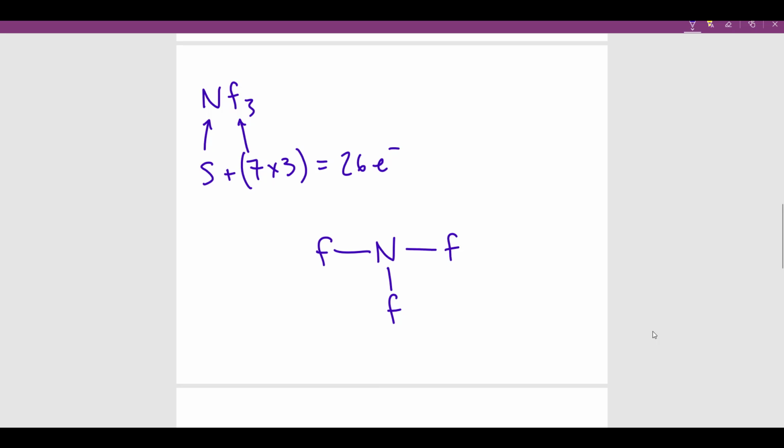So each fluorine has one bond, which is 2 electrons. Now I have to add 3 lone pairs to complete its octet. 1, 2, 3, 4, 5, 6. That fluorine's good. That fluorine's good. That fluorine's good. So I've now used up 2, 4, 6, 8, 10, 12, 14, 16, 18, 20, 22, 24 total electrons. I have 2 more electrons to get up to 26.